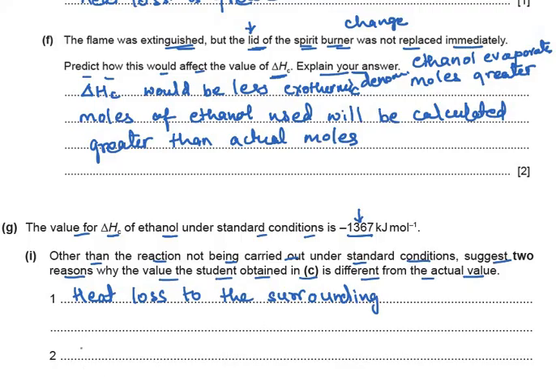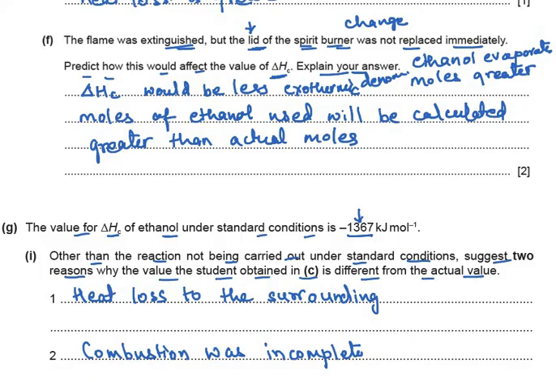Now the second reason why our answer is different is that there is a combustion going on. If there is a combustion, there are chances that the combustion is incomplete. So we can also write that the combustion was incomplete. If there is an incomplete combustion, then we cannot calculate all the heat transferred to the water from the ethanol burner spirit to the heating up of water. So the second reason is that the combustion was incomplete.